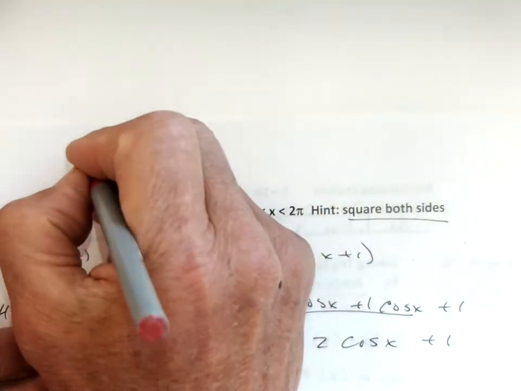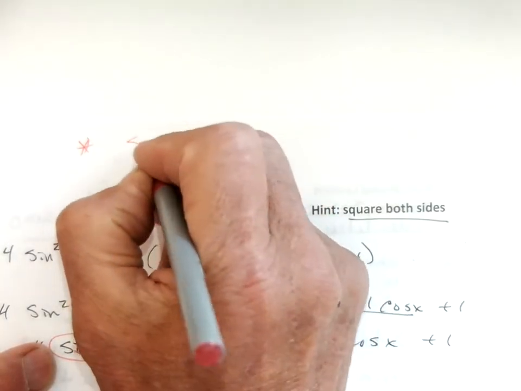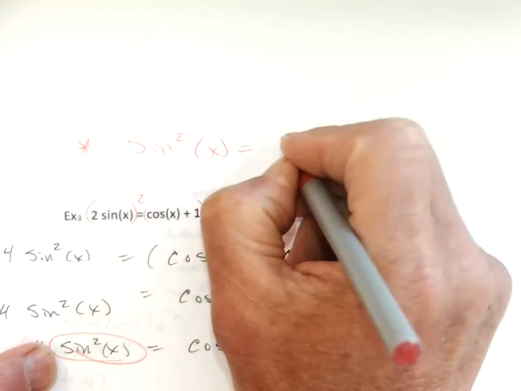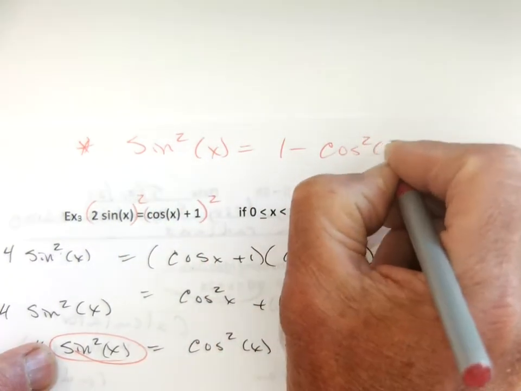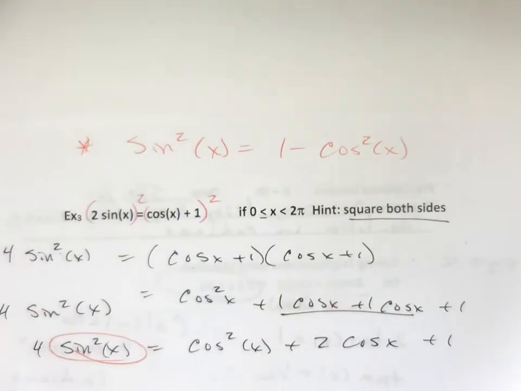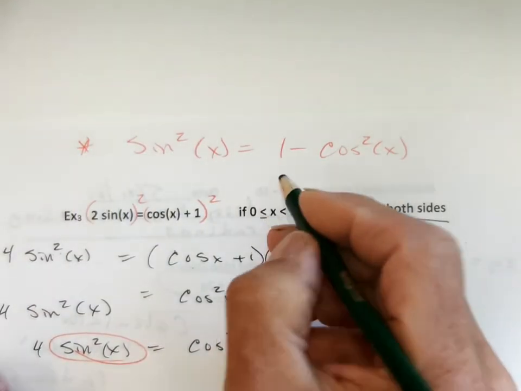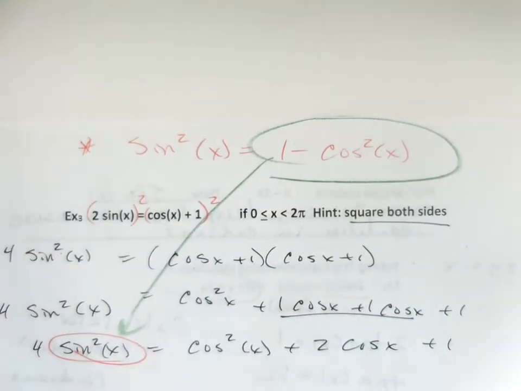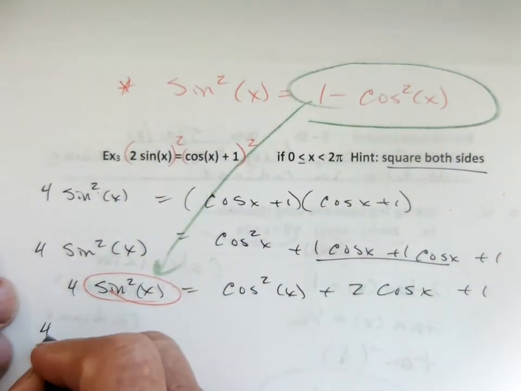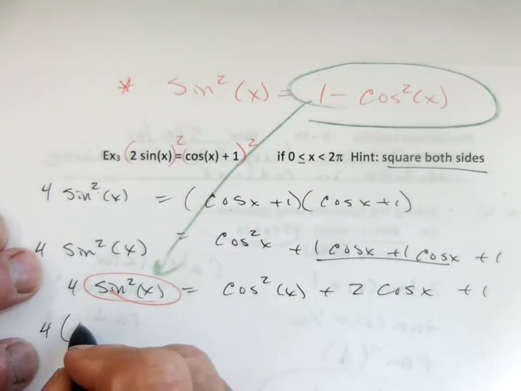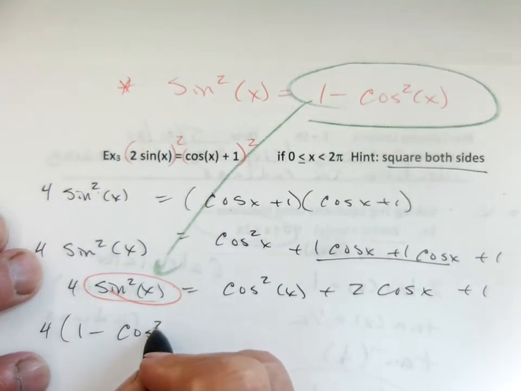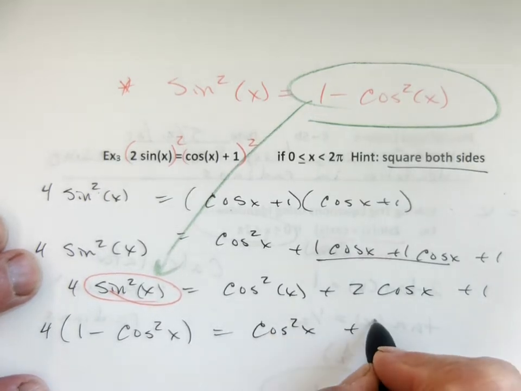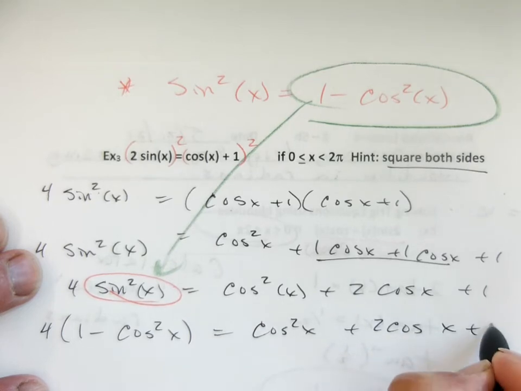I'll write that up above, that we have an identity. We know that sine squared of theta, or x in this case, is 1 minus cosine squared of x. And I want to use that identity so that I can change everything into terms of cosines. All right, so I'm going to rewrite this as 4 times 1 minus cosine squared of x, equal to cosine squared of x plus 2 cosine of x plus 1. I'll let you catch up, okay?